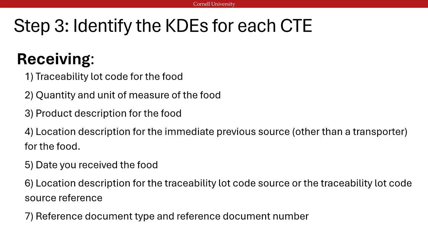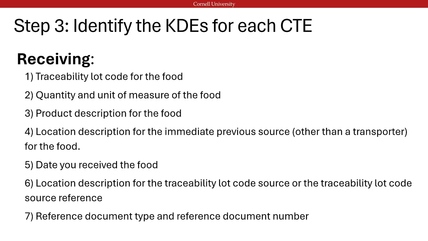So in the next step, we want to identify what the key data elements we need to keep actually are for the different critical tracking events. So for receiving, I've put a list here of the different key data elements associated with this critical tracking event. And again, you can find this on the FDA's website. But essentially, we'll need 1, a traceability lot code for the food.